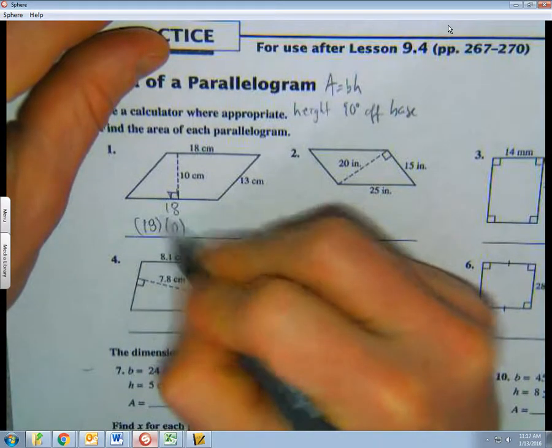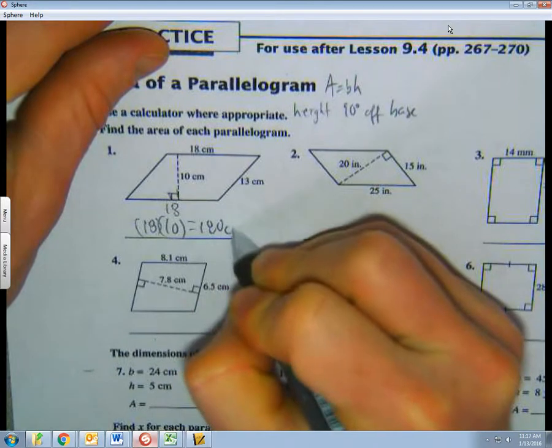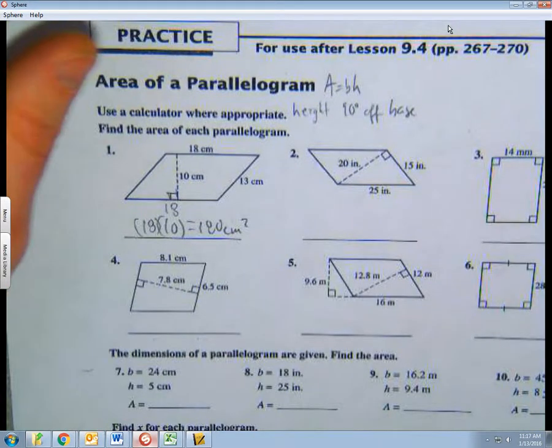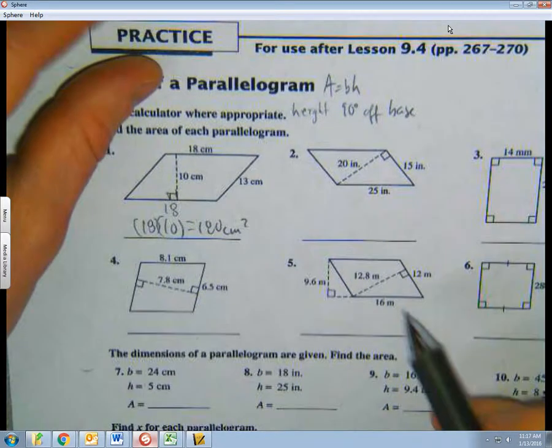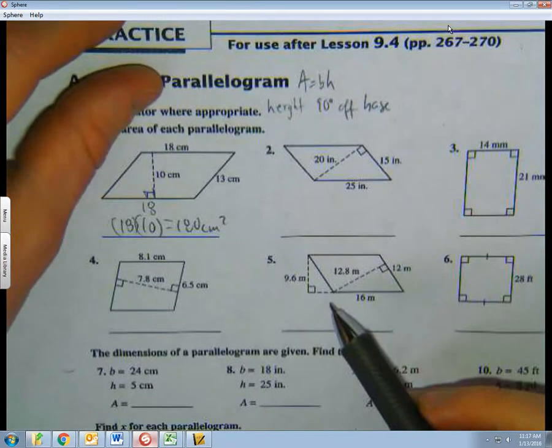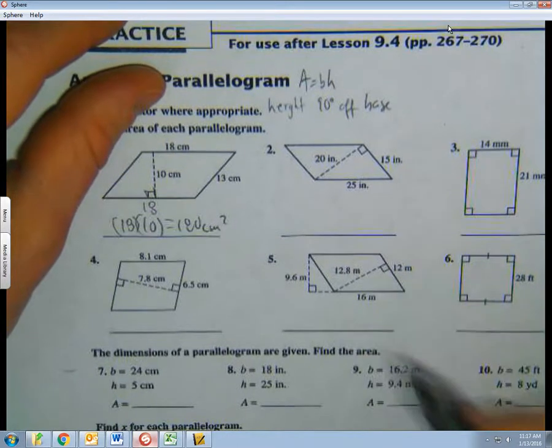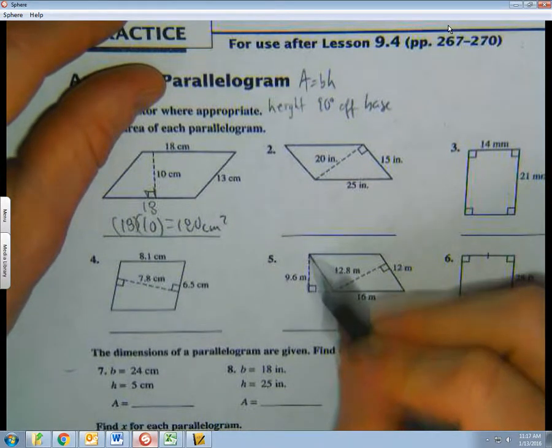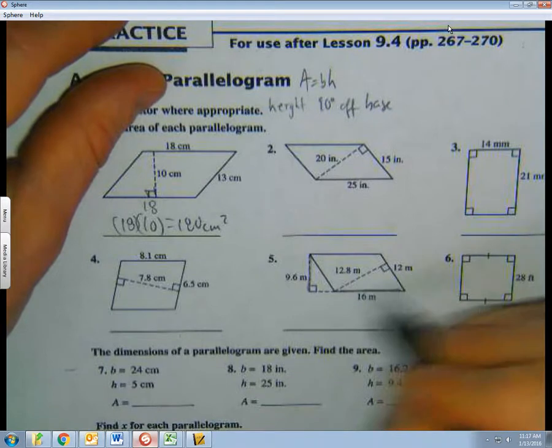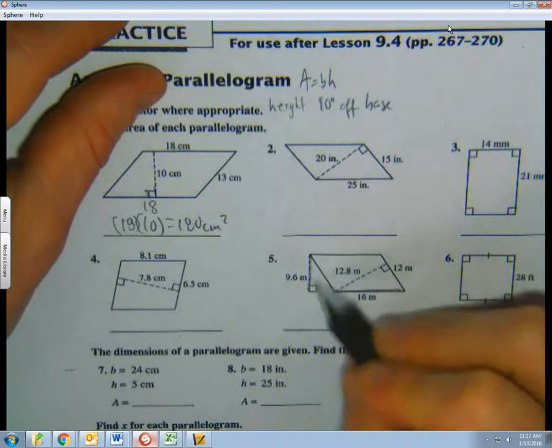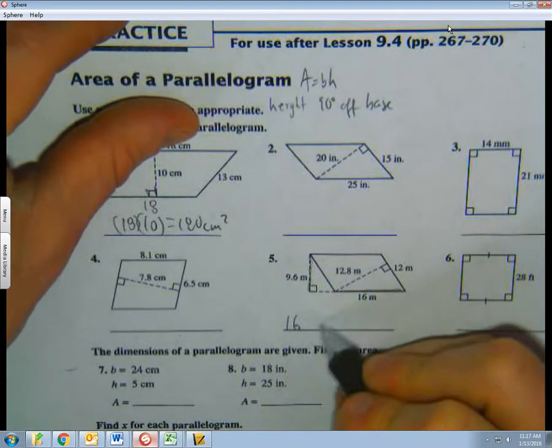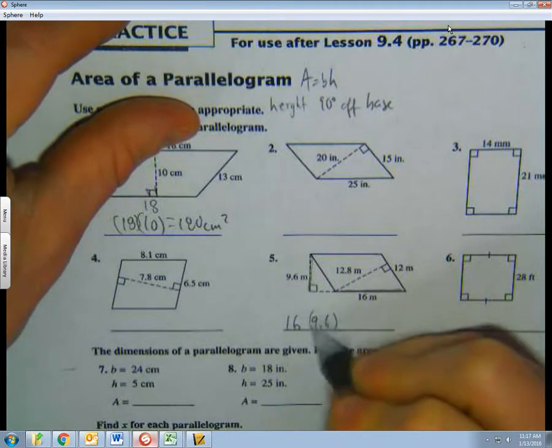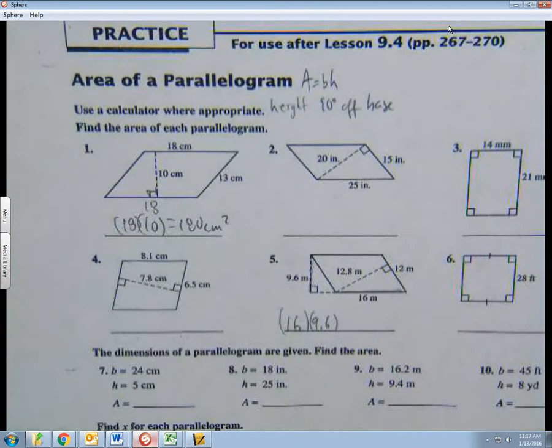And you can see how evil math people would make it more complicated, like in 5. You know, this is the height. The height comes from this base. Based on this base, that's the height. Okay? So we get 16 times 9.6, which is 153.6.